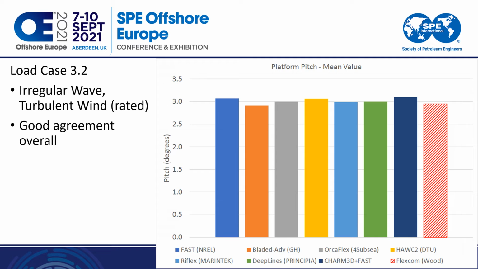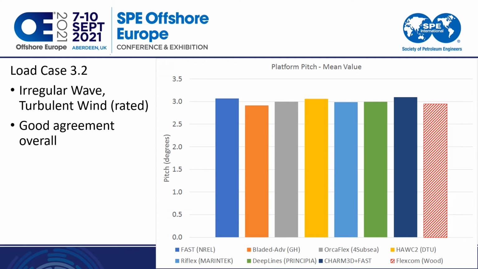So moving on to look at load case 3.2, which is the most complex load case that we've looked at so far in the presentation. This is irregular or random sea loading in conjunction with turbulent wind inflow. So no longer steady wind, but a full turbulent wind input field, and the mean wind speed is at the rated wind speed of the turbine.